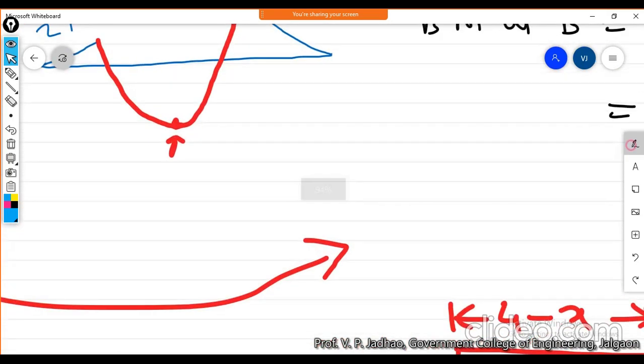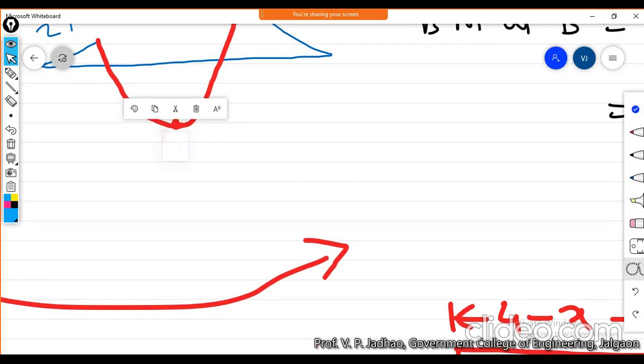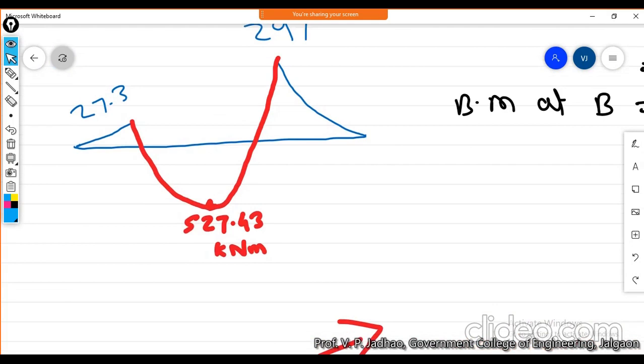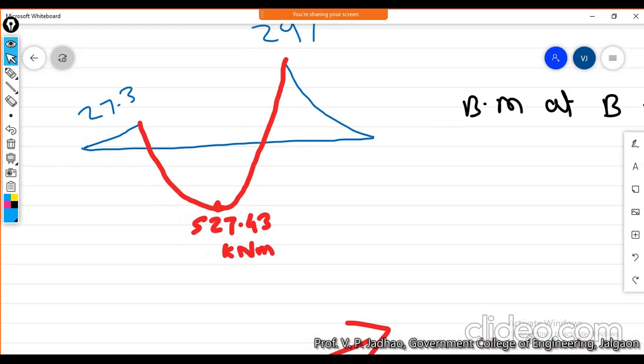Okay, this maximum bending moment will be equal to 527.43 kilonewton meter. But at the same time, we have to locate the point of contraflexure. The first point of contraflexure is here, and the second point of contraflexure is here.